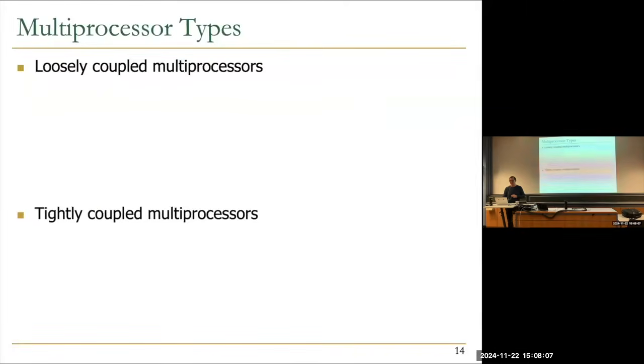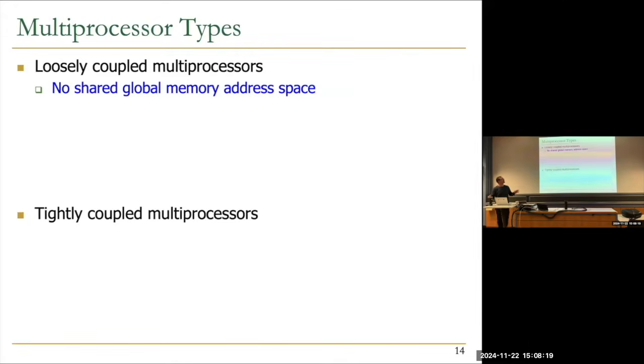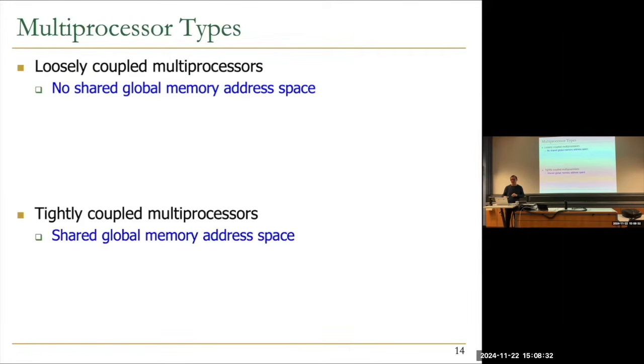Okay, let's talk about some fundamentals. There are two types of multiprocessors. They both exist today: loosely coupled versus tightly coupled. The main distinction between them is whether the different processors share a global memory address space or not. In loosely coupled multiprocessors, there's no shared global memory address space. In tightly coupled, there's a shared global memory address space, meaning when you run one program, it can reference an address that can also be referenced by some other program.